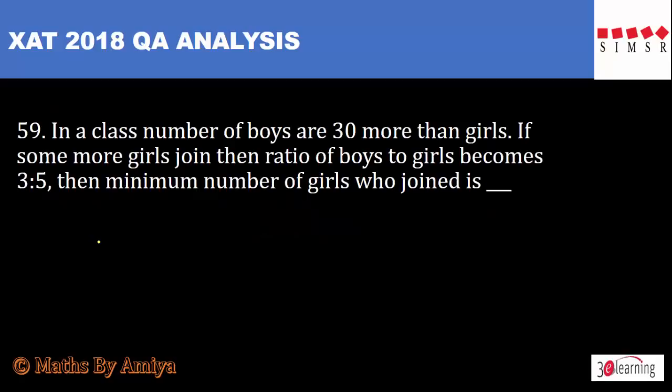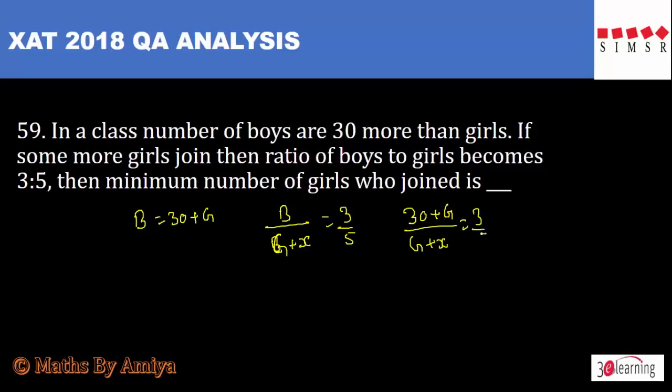Question number 59. I would say please pause the video and read the question. Here we have boys 30 more than the girls. And we know boys upon girls plus some extra girls, say x, is in the ratio of 3:5. We know boys is 30 plus g. So we can say (30 plus g) upon (g plus x) is 3:5. By cross multiplication, we have 150 plus 5g is equal to 3g plus 3x, or we can say 3x minus 2g is equal to 150.